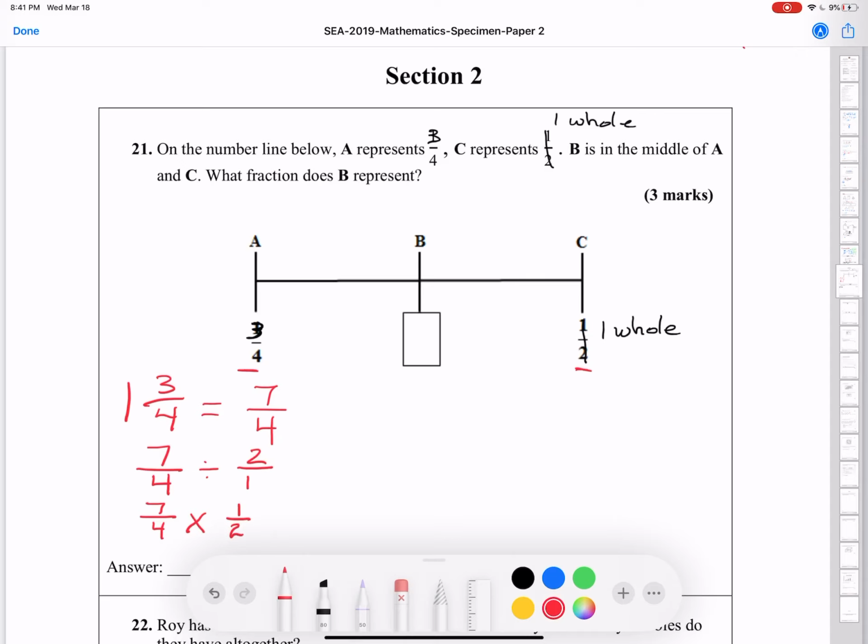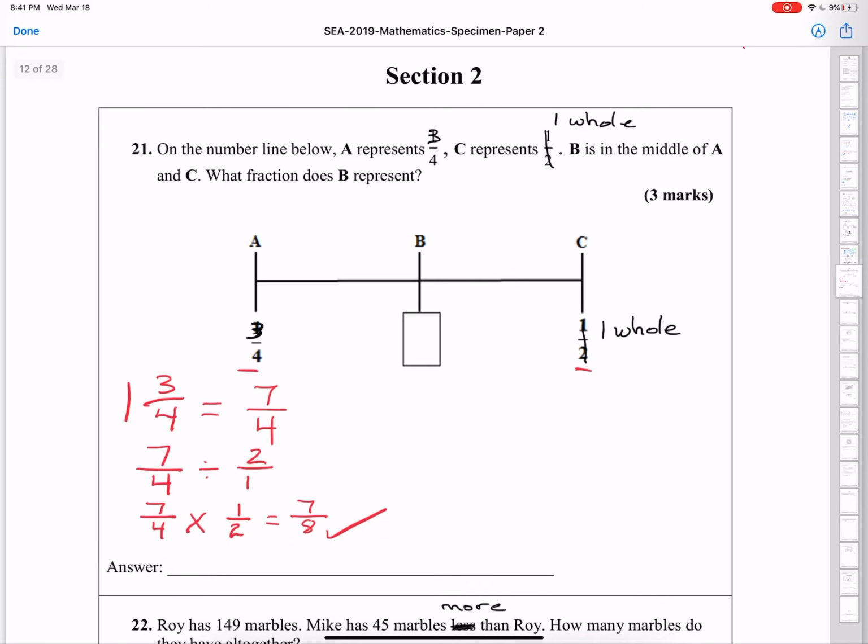So how do we work this out? As we see, nothing can be reduced when we cross multiply. So we multiply numerator by numerator, denominator by denominator. 7 ones are 7, 4 twos are 8. Bingo. 7/8. That's a fraction that's midway between 3/4 and 1/2. Moving along.